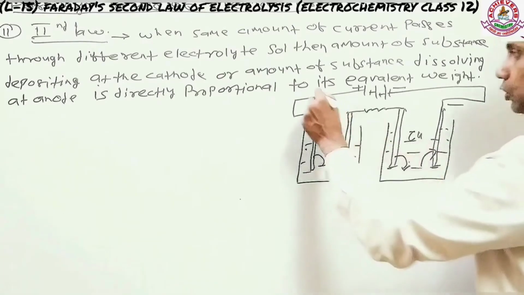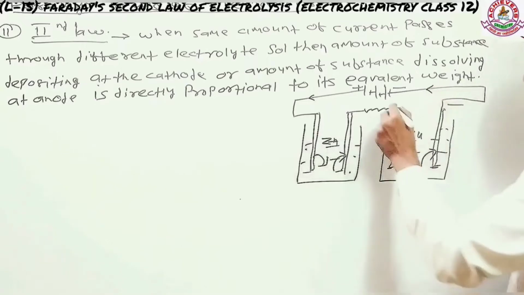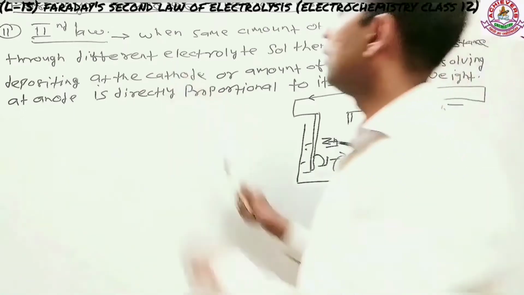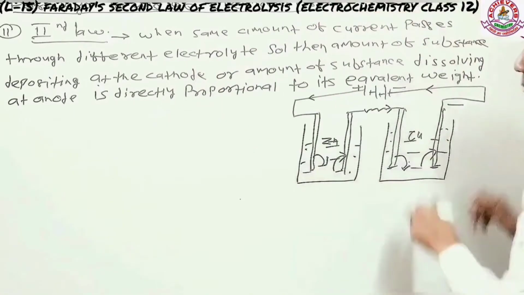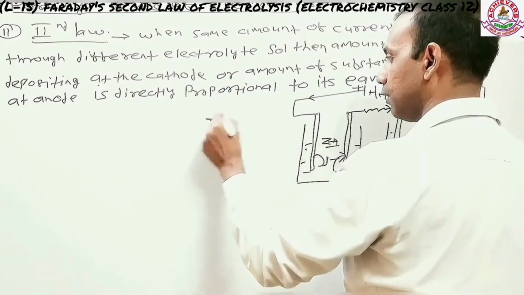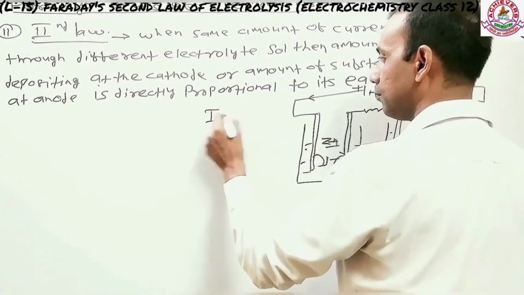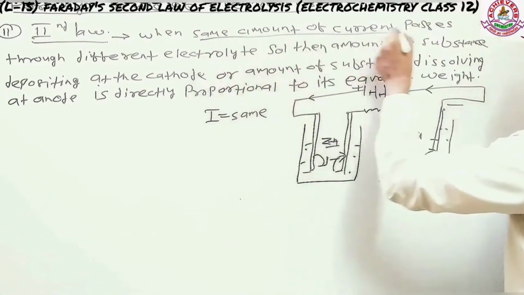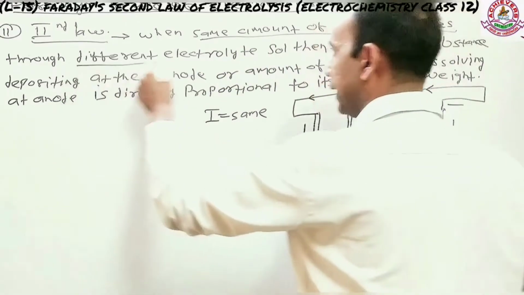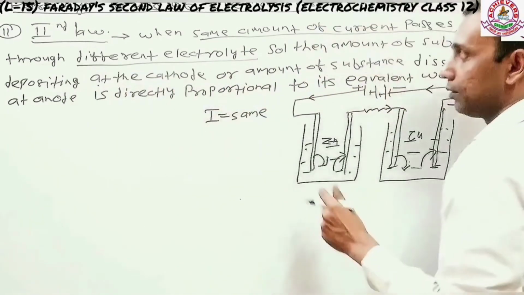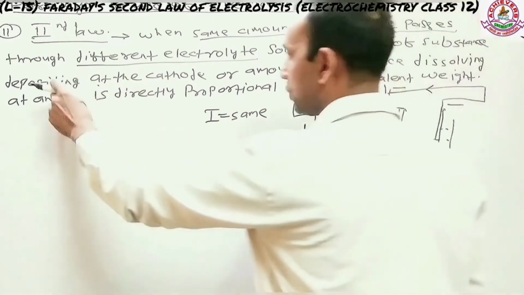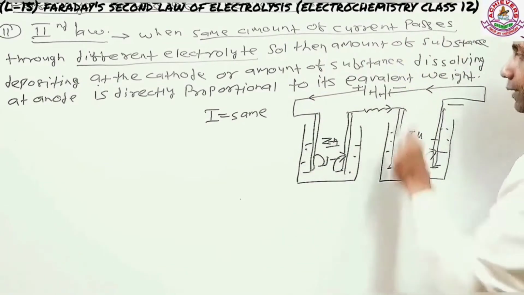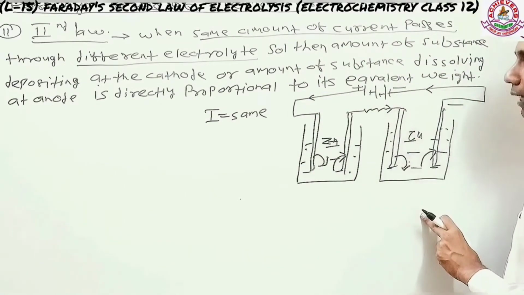So what is happening here? The direction of current is here. They are connected in series. As per the statement, when the same amount of current passes through, what does that mean? That in this case, I is the same. When the same amount of current passes through different electrolytes, the amount of substance depositing or dissolving in any of these two is going to be directly proportional to the equivalent weight of the element.